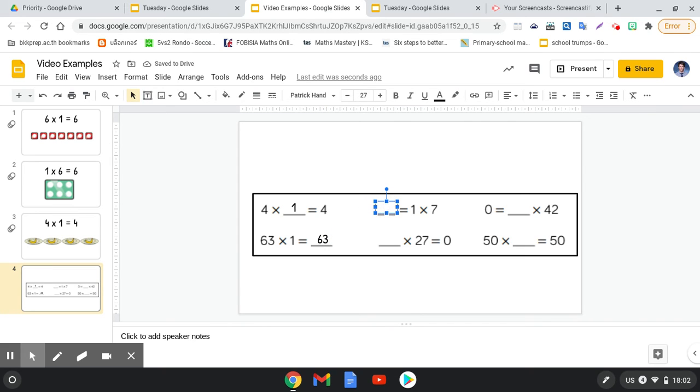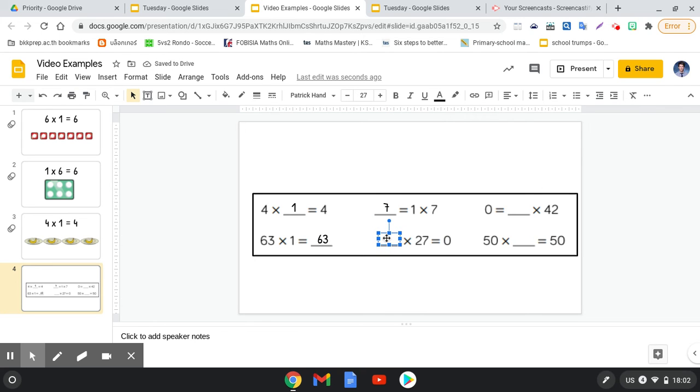Now, this question is aimed to confuse you a little bit. All it's asking for is the answer first. Now, it doesn't matter which side the answer goes on an equal sign. An equal sign means that both sides must be exactly the same. So 7 multiplied by 1, I'm going to apply the same rule. When I multiply by 1, the answer is the number itself. So the answer is 7.